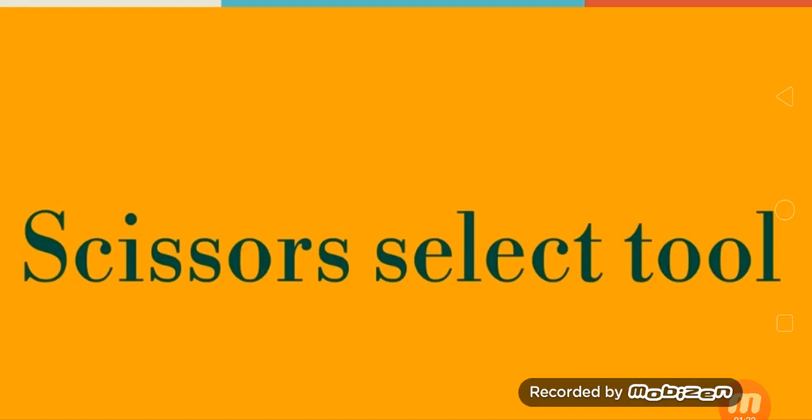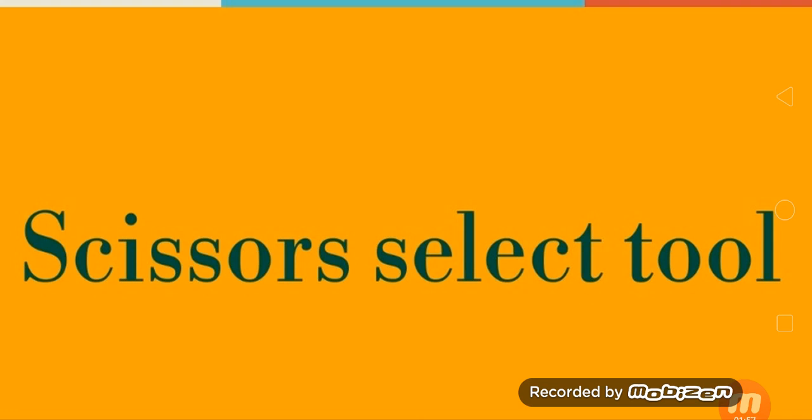Now the next tool is scissors select tool. Scissors select tool selects the shapes using intelligent edge fitting. Children, it works like the free select tool which I taught you in the last class, but the free select tool is not that much smart as the scissors select tool is. It has intelligent scissors in it.